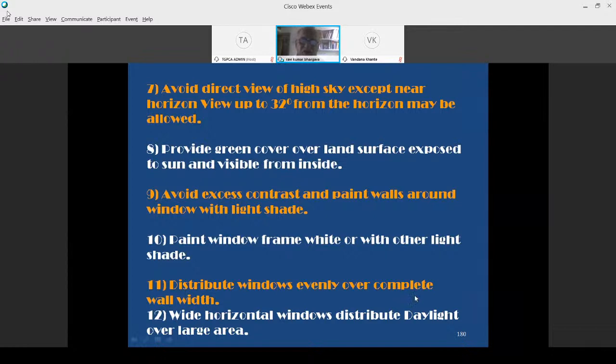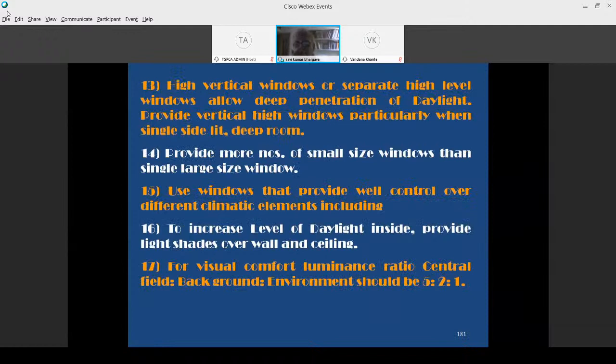If you want deep penetration, if the room has considerable depth and you expect light to reach the end also, then a separate window, or the same window with more height, should be provided, or a separate window at high level. Provide a vertical high window, particularly when single side lit deep rooms are there. Provide more small size windows than single large size windows so that you can operate as per your requirement.